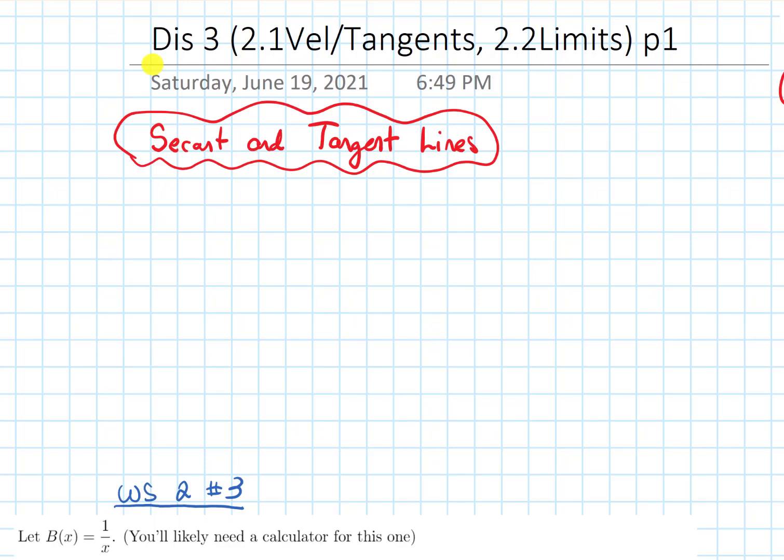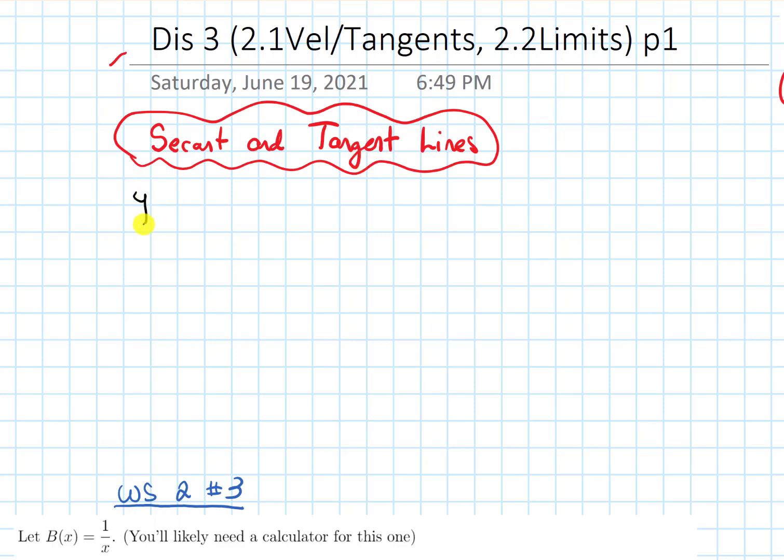Welcome to our third discussion. Today's discussion is going to be on section 2.1, velocity and tangent line problems, and section 2.2 on the definition of a limit. In this video, we'll be reviewing secant and tangent lines and doing a practice problem.